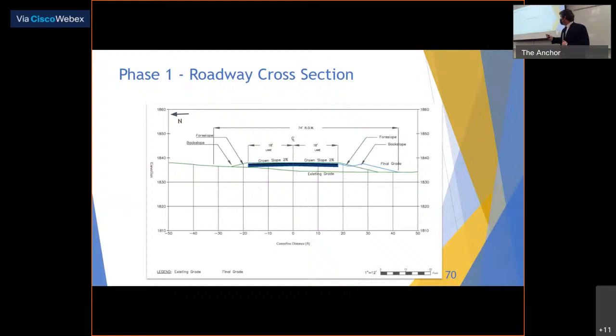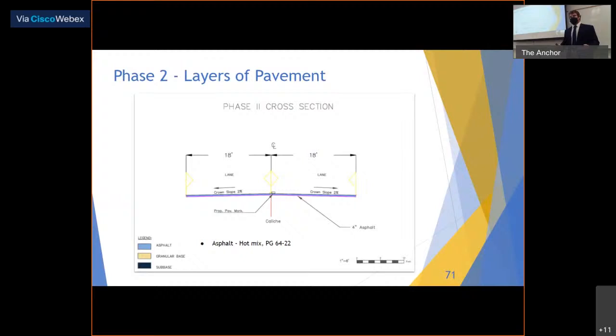And for our phase two, we actually went with something different. So as we were on the site, we witnessed that the roads appeared to not be deteriorating due to traffic, but rather neglect.